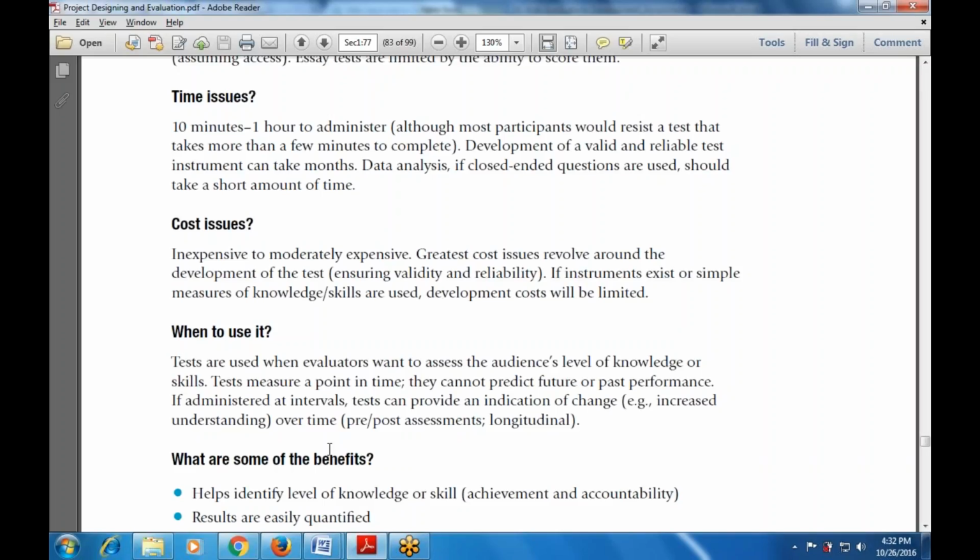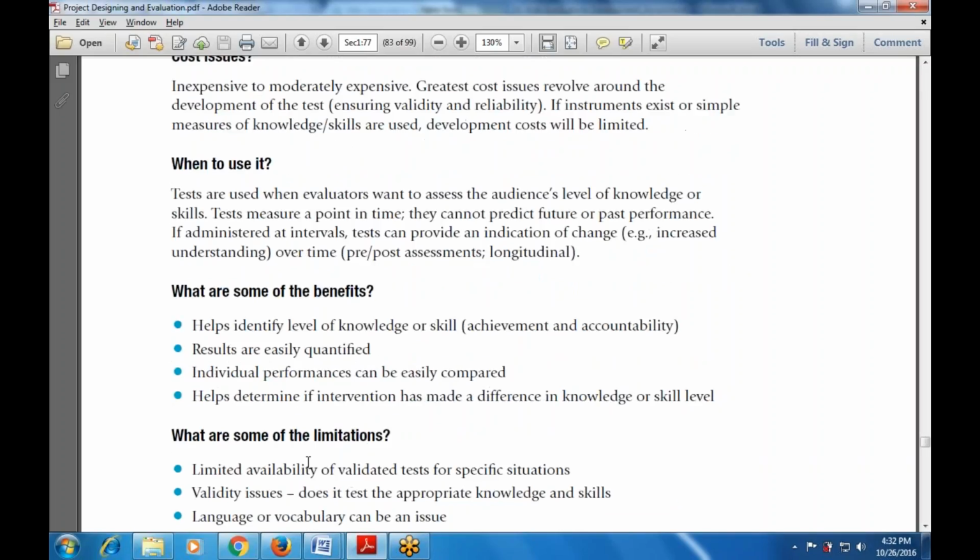Then results are easily quantified, whatever the requirement, they are easily quantified for judging. It helps to identify the level of knowledge or skill. Then individual performances can be easily compared, whatever the individual performance or criteria taken, they can be easily compared.